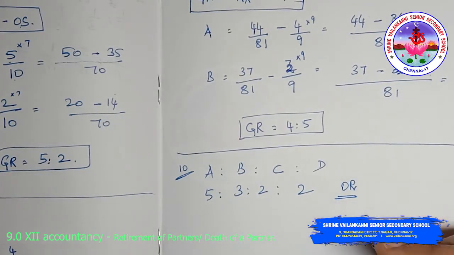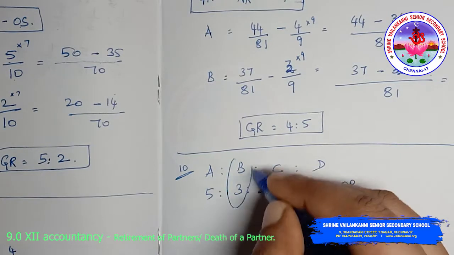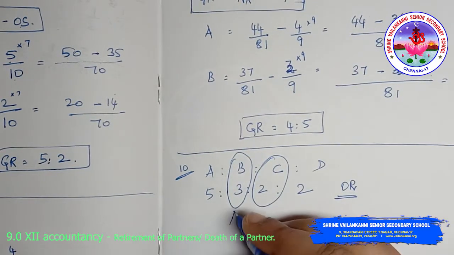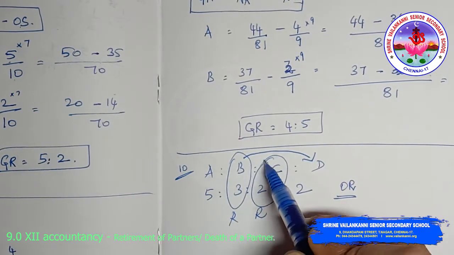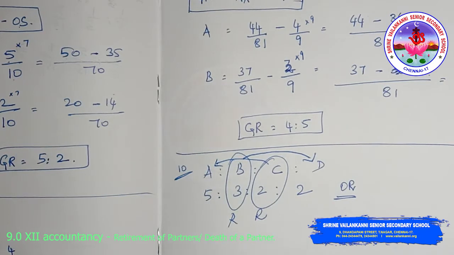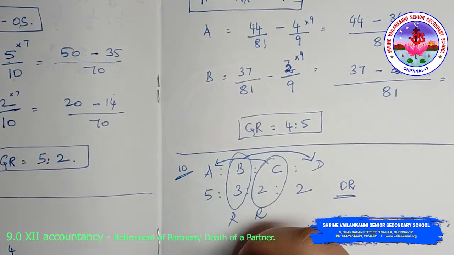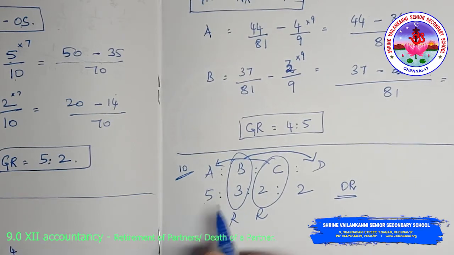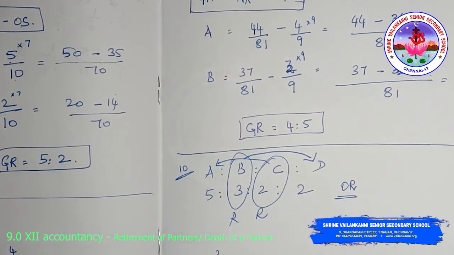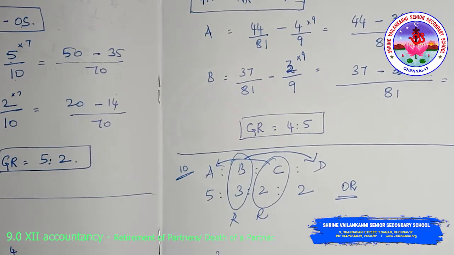B and C retire from the firm. Now B's share is got by D and C's share is got by A. B's share is 3 by 12, C's share is 2 by 12. Now this is the share. B's share is acquired by whom? D. And C's share is acquired by A.